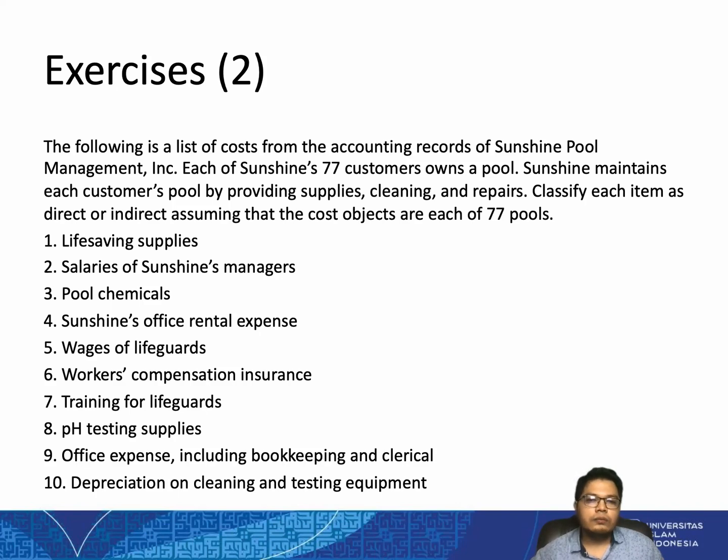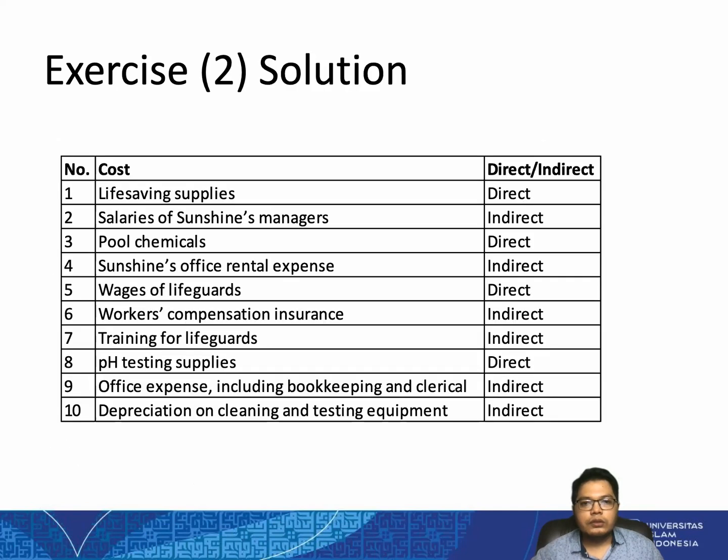Training for lifeguard. This is training that happens for the lifeguard, usually only at the beginning, so that they have the qualification to become a lifeguard. So it doesn't occur every period. pH testing supplies, this is to test the acidity of the water in the pool. Office expense, including bookkeeping and clerical, okay, clear. Depreciation on cleaning equipment. Okay, so which one is direct and which one is indirect?